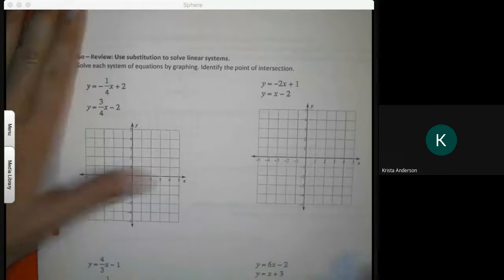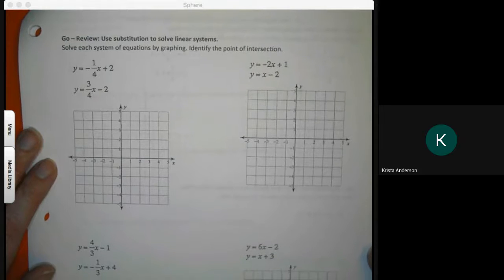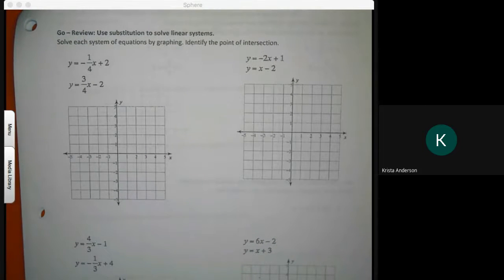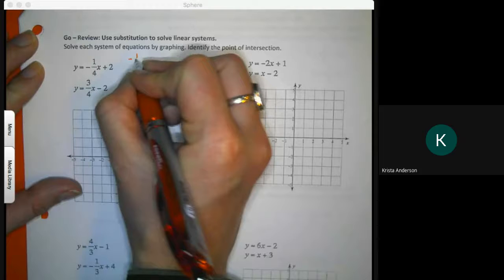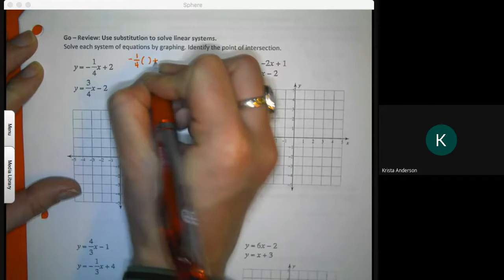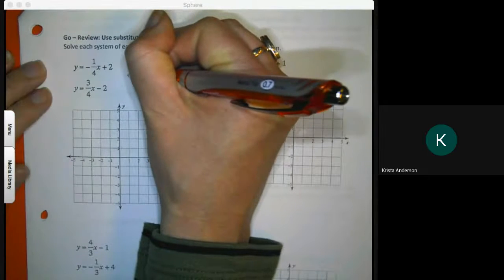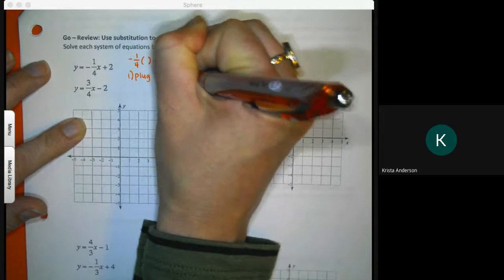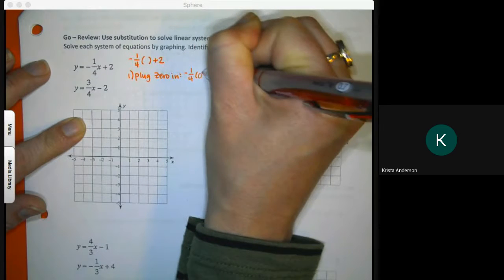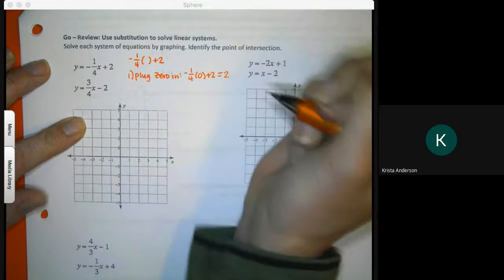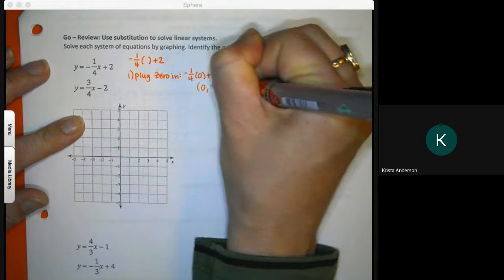Your last section will be solving each system of equations by graphing and identifying the point of intersection. When I graph this first equation, I have negative 1/4 x plus 2. If I plug a 0 in, it would say that it equals 2. That means I have a point at 0, 2.